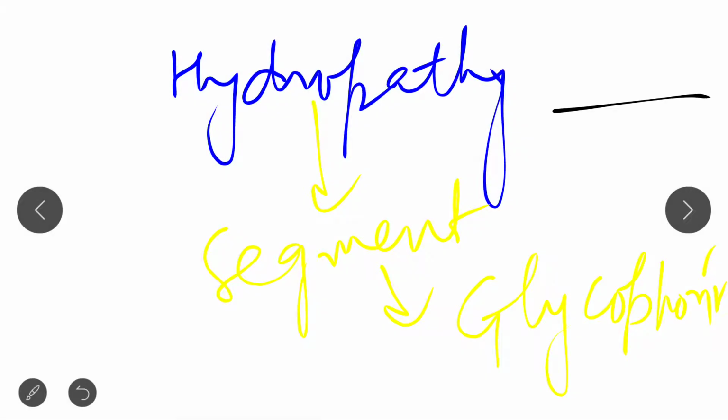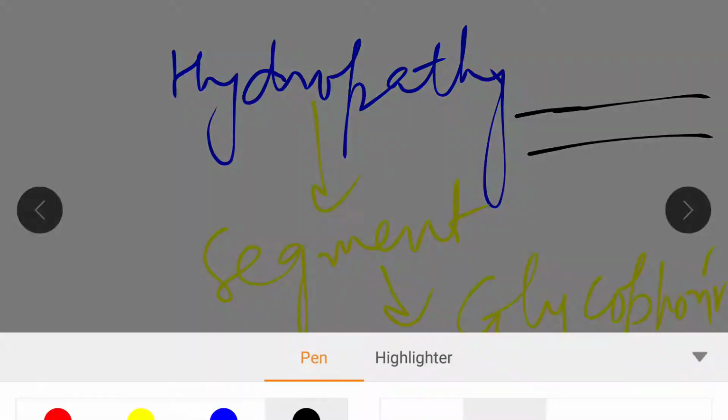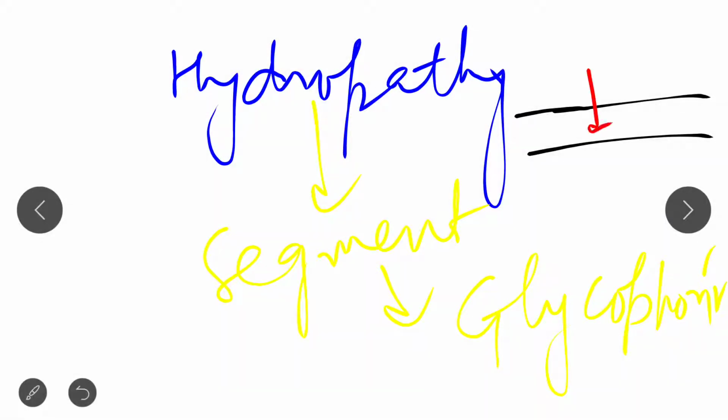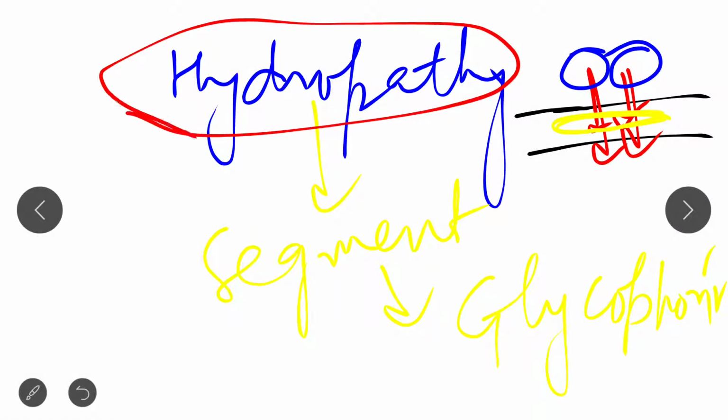Suppose this is a lipid bilayer. Some of the regions are inserted in the lipid bilayer like this, and some of the regions are present outside. This outside region, in blue color, is hydrophilic in nature, and the inserted region, in yellow color, is hydrophobic in nature. Which segments are inserted inside the lipid bilayer and which are present outside, this information is given by the hydropathy plot, or you can say the hydropathy index.